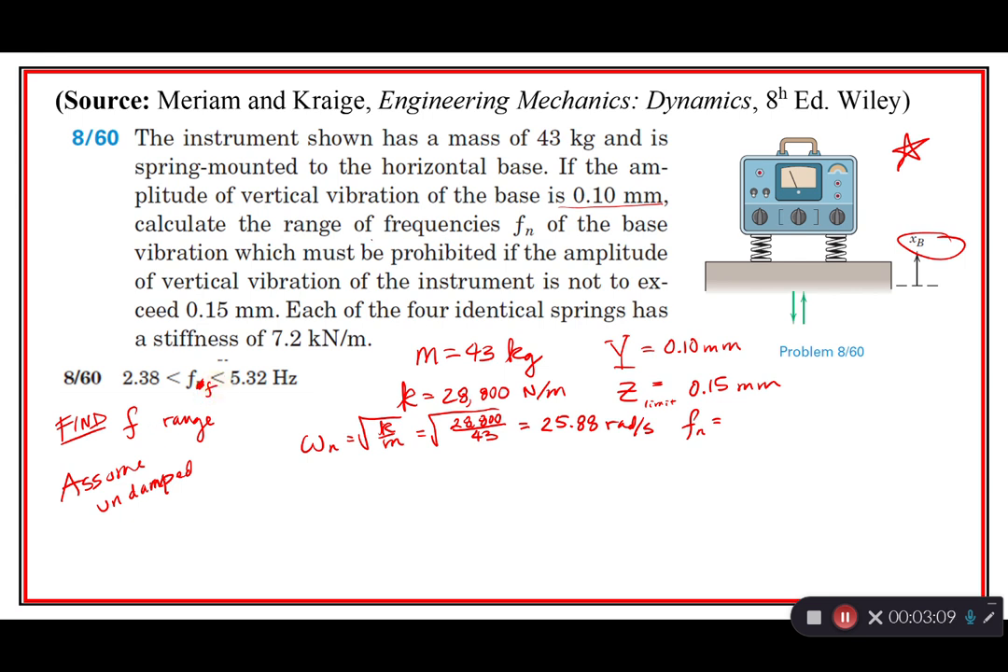So we want to find the range of frequencies of the base vibration, right? So we don't want N. N is the natural frequency, and they either messed up or they're using a different subscript for things, because this is actually the base vibration that's forcing this to happen. So we have the natural frequency divided by 2 pi. There you go. So that ends up being 4.119 hertz. That's not a lot.